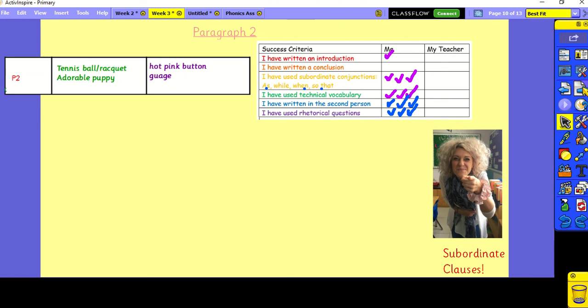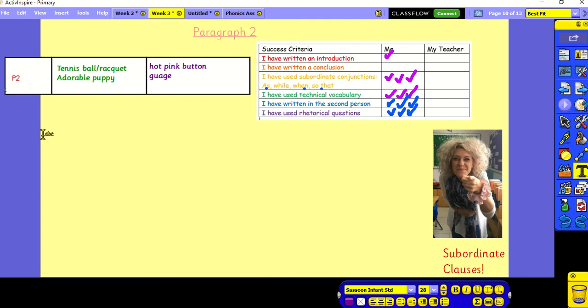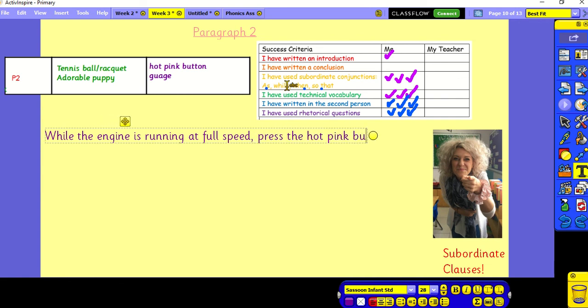Paragraph 2. We mentioned the engine in the last paragraph, so writing about it in the first sentence here is a really good opportunity to use the subordinate conjunction when. So, when the engine is running at full speed. I haven't used the subordinate conjunction while, so actually I might change that and say: while the engine is running at full speed, comma, press the hot pink button.